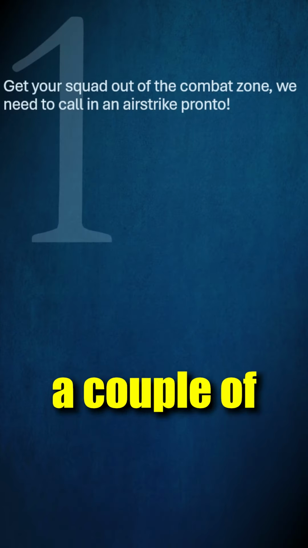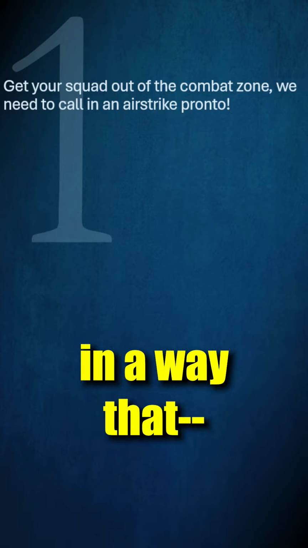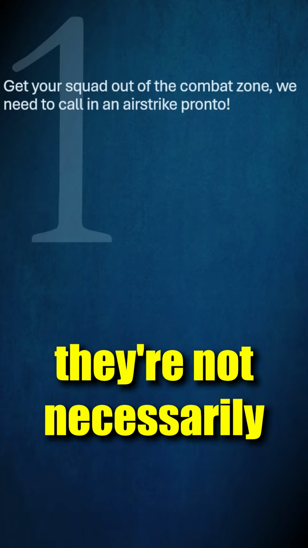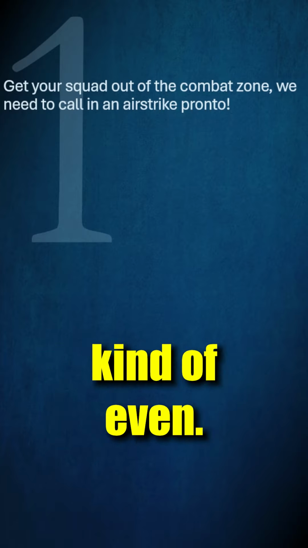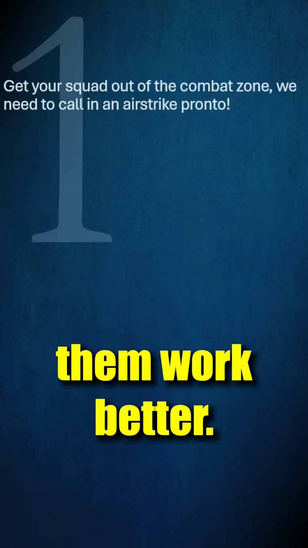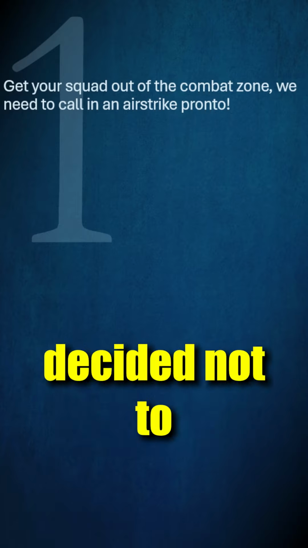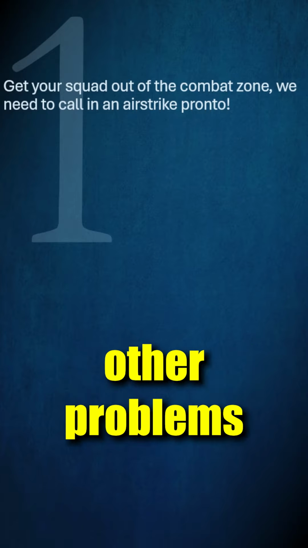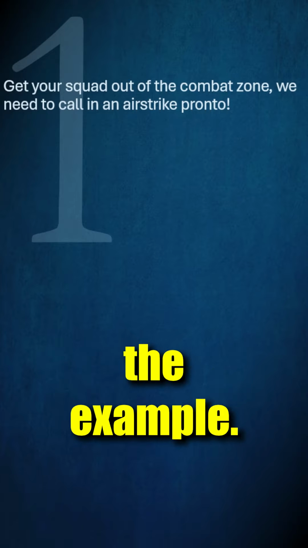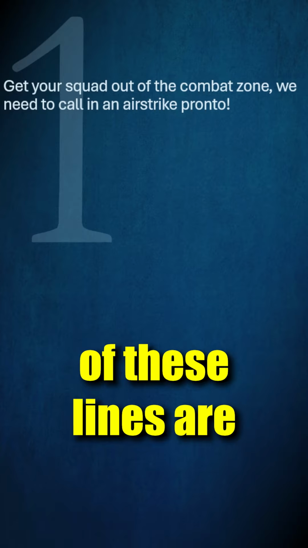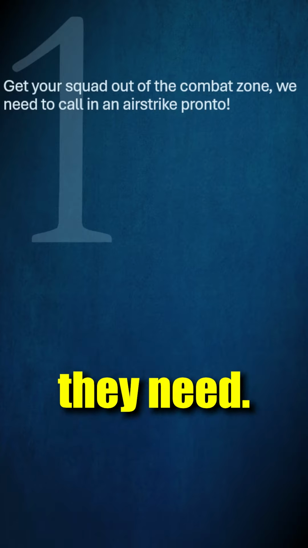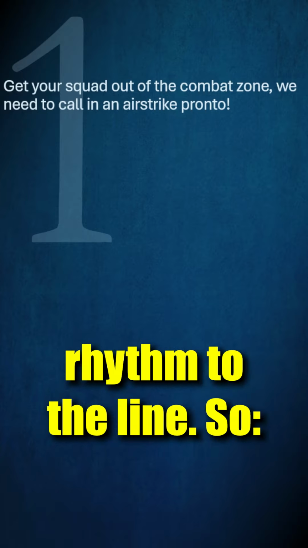So let's take a couple of examples of lines that are written in a way that they're not necessarily terrible lines, they're just kind of even, and we'll add some rhythm to make them work better. Now, a lot of these lines have other problems, and I decided not to fix those other problems because it would sort of blur the example. So don't come at me about how bad some of these lines are or how much fixing they need. We are literally just adding rhythm to the line.